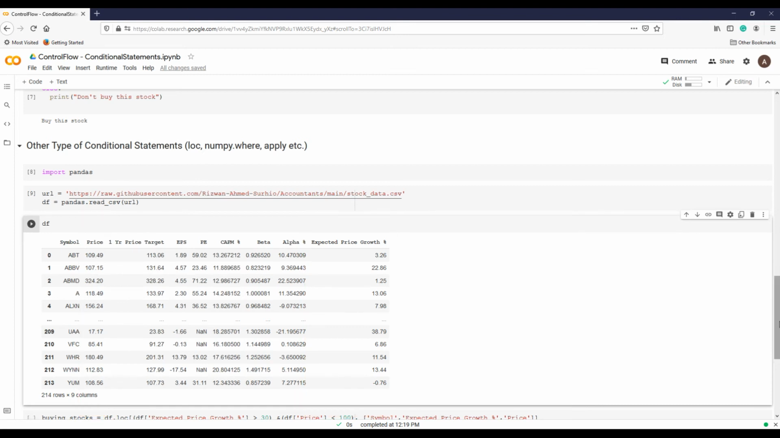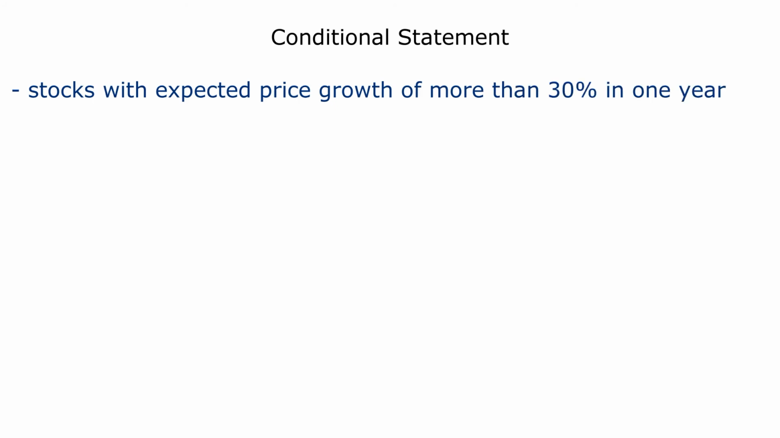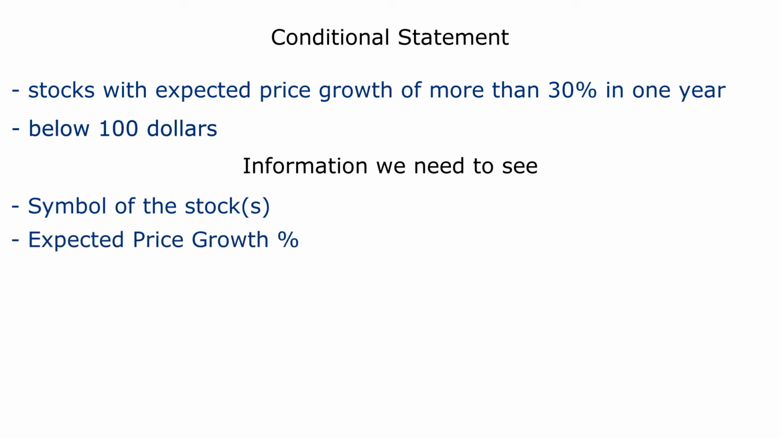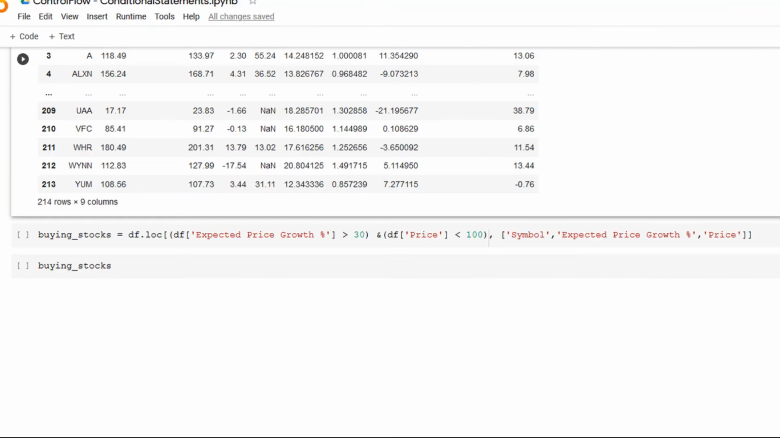So you want to find a stock that meets two conditions, and both are compulsory and must be met. 1. Stocks that offer more than 30% expected price growth. And second, the price must be below $100. And once the code finds it, it should save the symbol so you know which stock it is, the expected price gain in percentage, and the price to know what price they are at the moment in the data set. This is the code script.